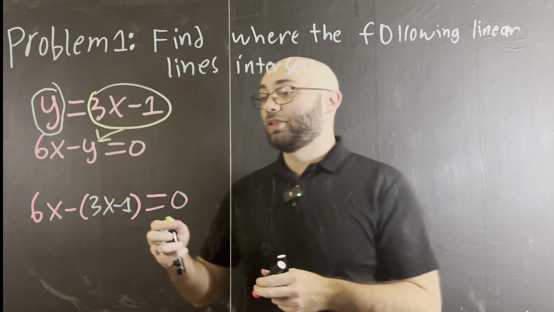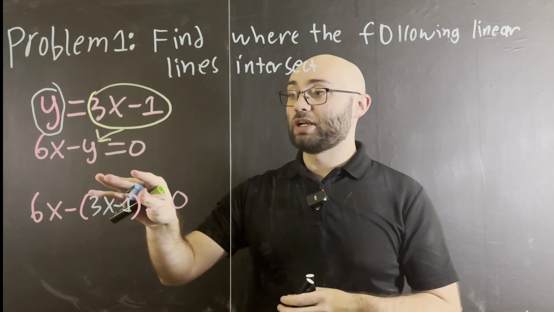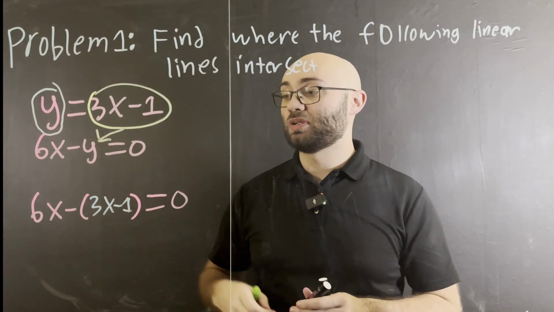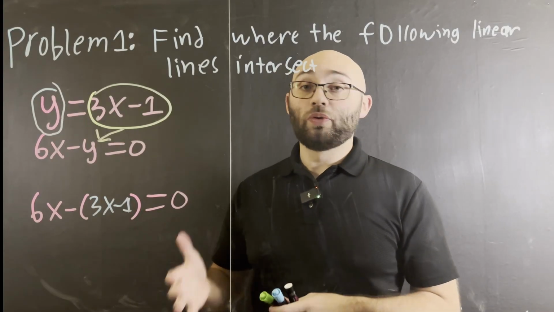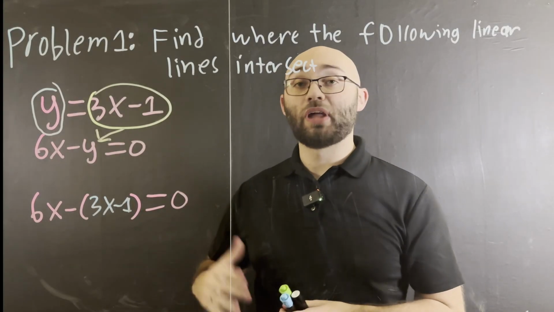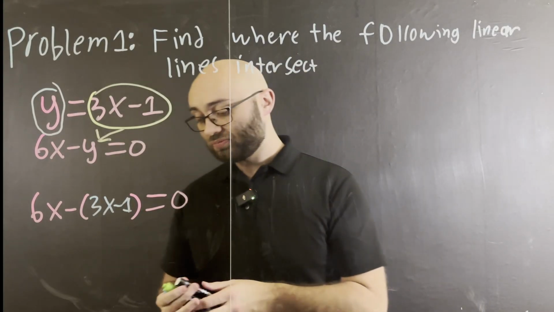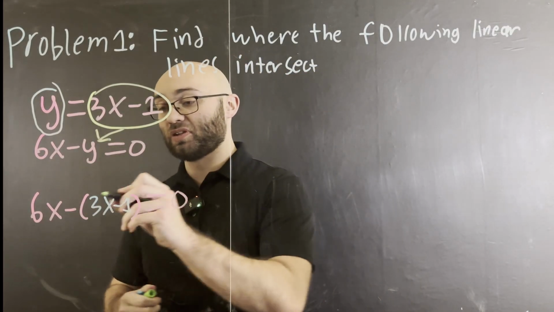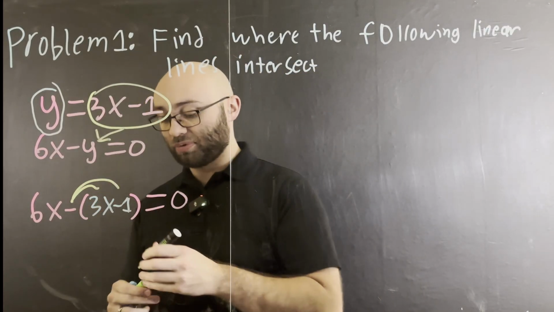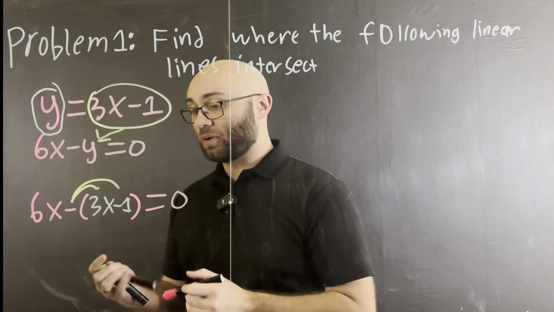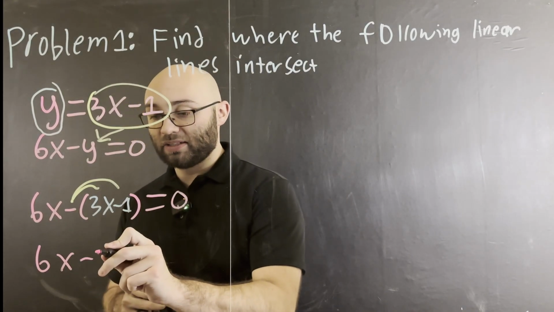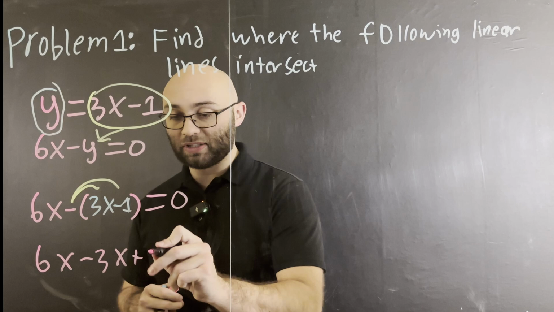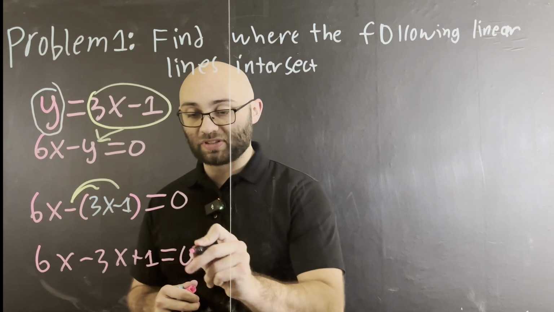So notice that the rest of the linear equation is the same. We just substituted out the y. And if we look at our new equation here, we only have the x variable. So now we can solve for this normally. Let's go ahead and distribute this negative into the parentheses. And our new equation after we distribute that negative will be 6x minus 3x plus 1 is equal to 0.